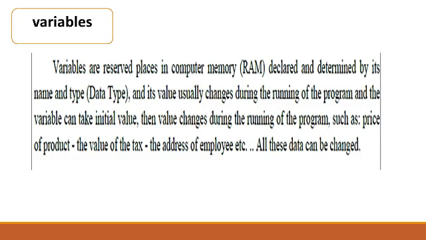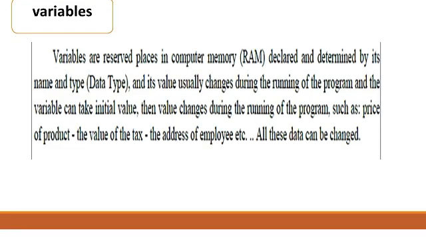The variables are reserved places in computer memory, RAM, declared and determined by its name and data type, and its value usually changes during the running of the program. The variable can take an initial value, then the value changes during the running of the program, such as the price of a product, the value of the tax, the address of an employee, etc. All these data can be changed.